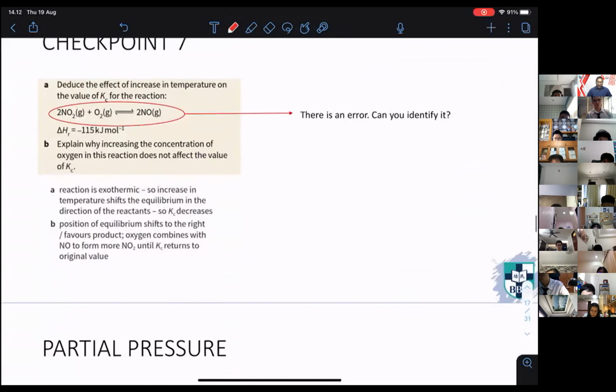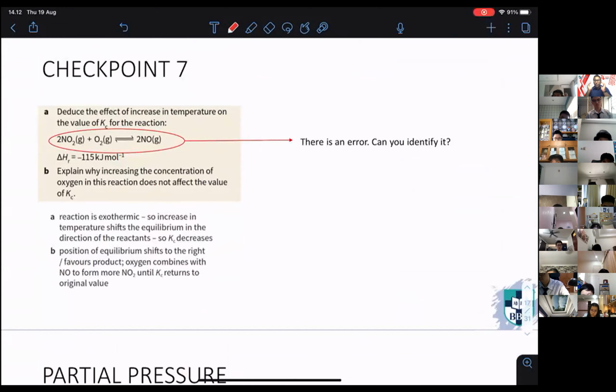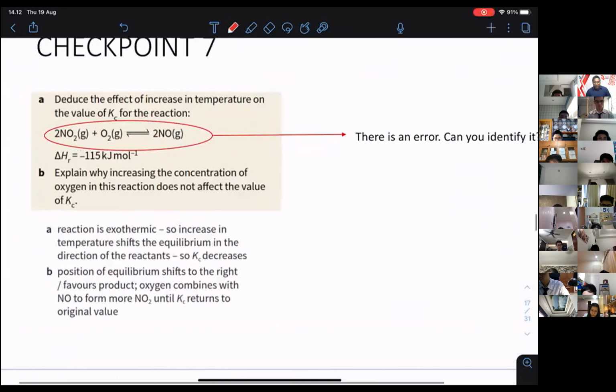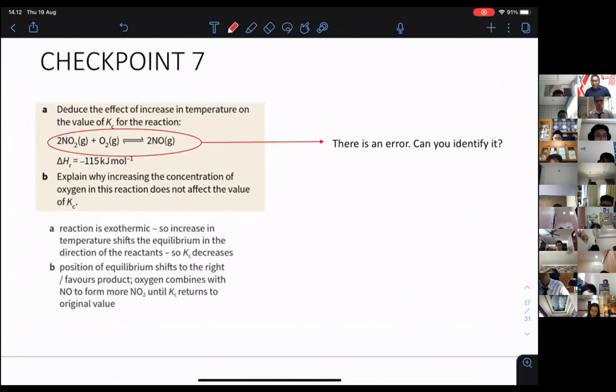Now next question. As I told you, please check. When you revise now, you can see a lot of mistakes in the book. One of the mistakes in the textbook is this one. You can see there is an error. Can you identify this? Maybe I'll ask Megan. Megan, can you identify the error in the equation over there?